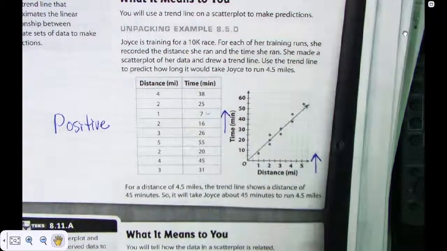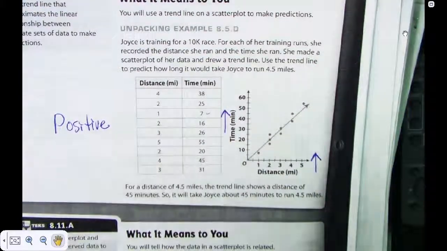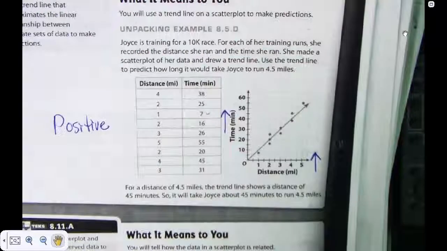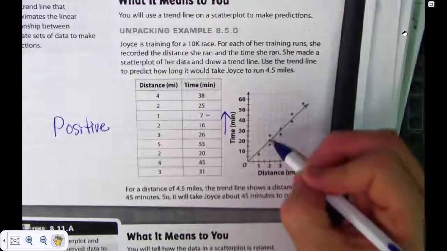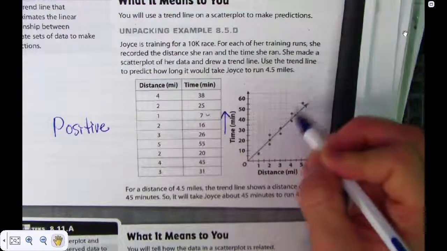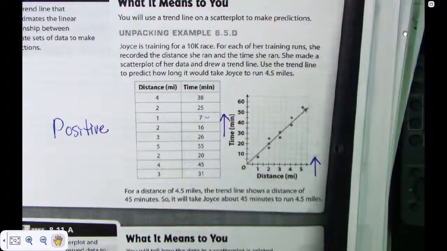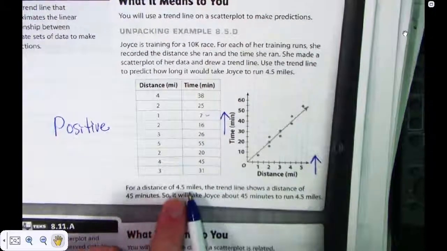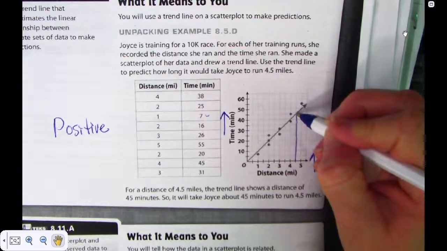This line that they drew is called a trend line. That means they just took a line and tried to go down the center where there's the same number of points on either side of the line. So there's 1 point on the line. There's 1, 2, 3, 4 above it and 4 below it. Y'all see that? And then it wants to know for 4.5 miles, about how many minutes is that going to take her to run?